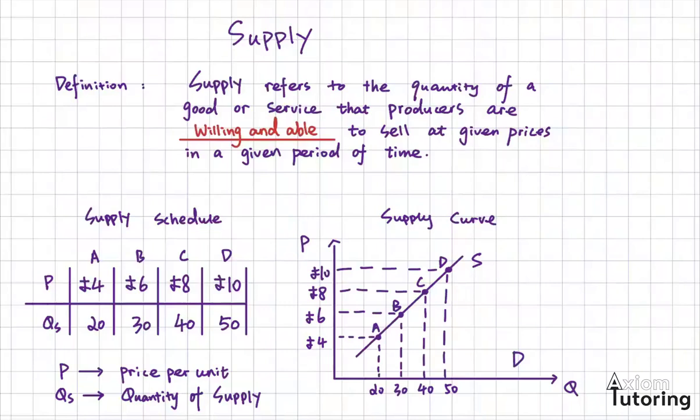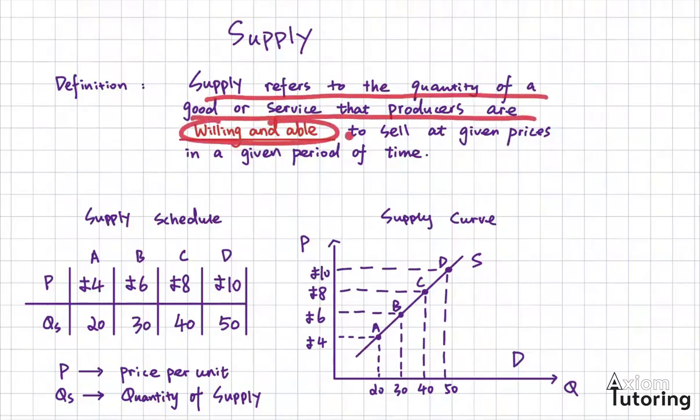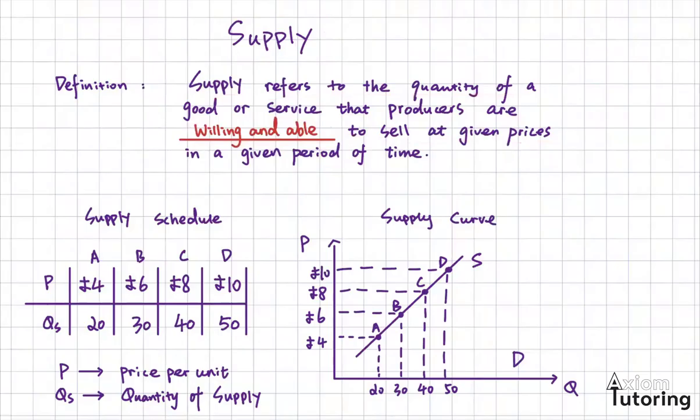Hi, in this video, I'm going to cover concepts associated with supply. Let's begin with the definition. In economics, supply refers to the quantity of a good or service that producers are both willing and able to sell at given prices in a given period of time. So just like demand, supply requires both willingness and ability, but now from the producer's perspective.